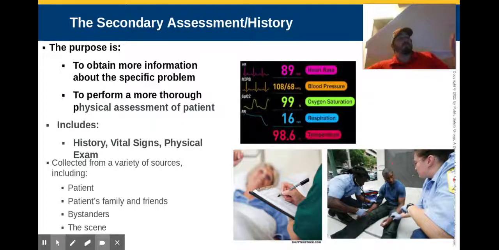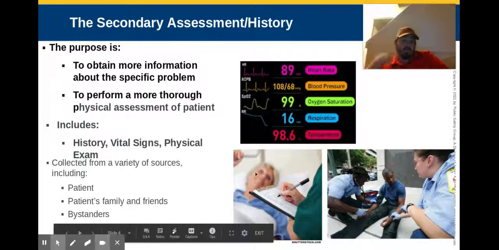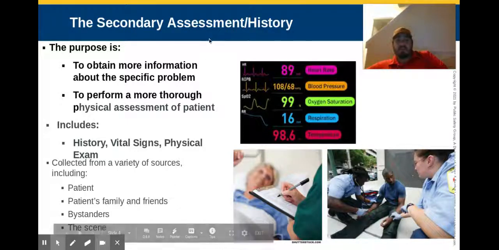In that primary assessment, we got rid of the life threats. We have a brief idea: oh, they have chest pain, or they're really having trouble breathing. But now, what's causing that? There are three major parts here. They're all very important, but the first one to get out of the way is patient history. Then we always take vital signs, and then we have a physical exam. Here's a great picture of some different vital signs that are key. We see people documenting, taking a history, doing a physical exam and vital signs. So those are the three important parts of a secondary assessment.